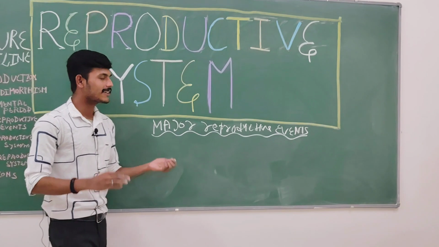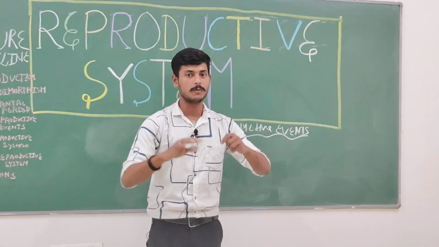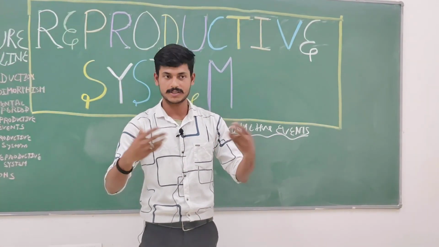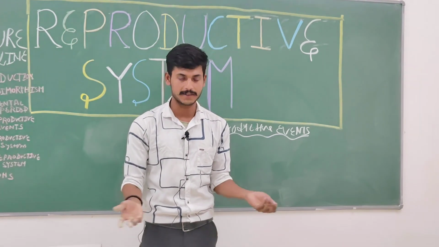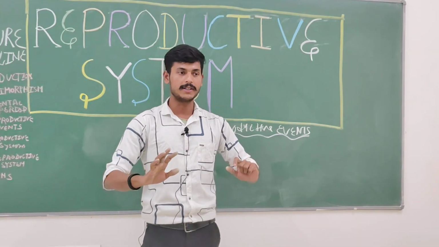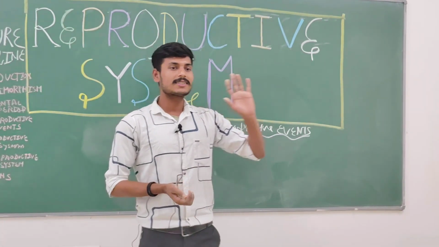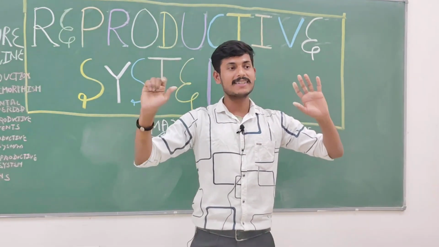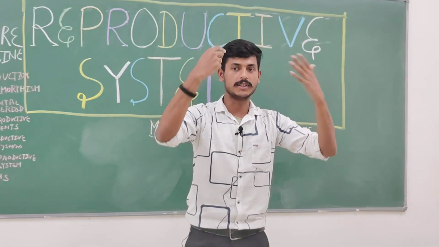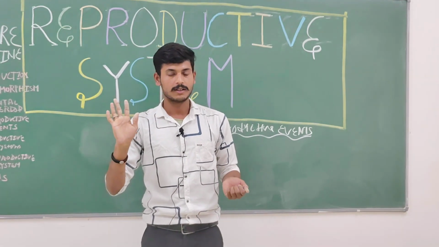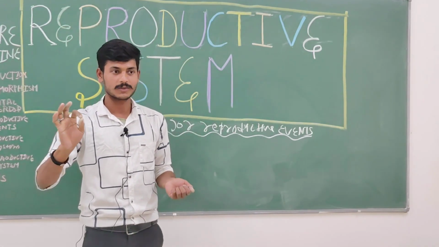We are discussing the major reproductive events. Once a girl passes her first menstrual period, or we can say the first period is completed, then the girl, or a boy, is capable of producing young ones, but it's not legal.